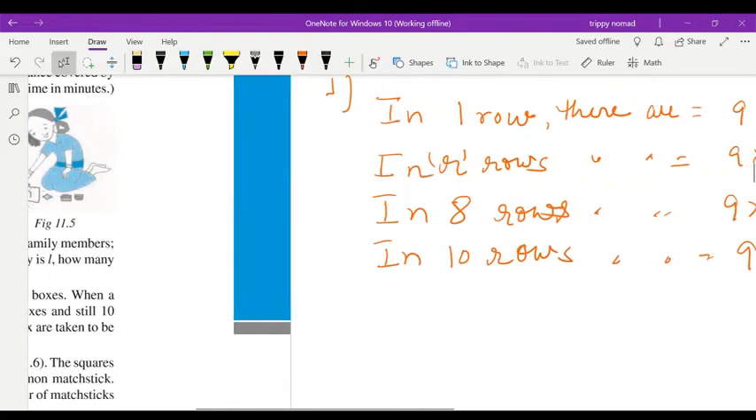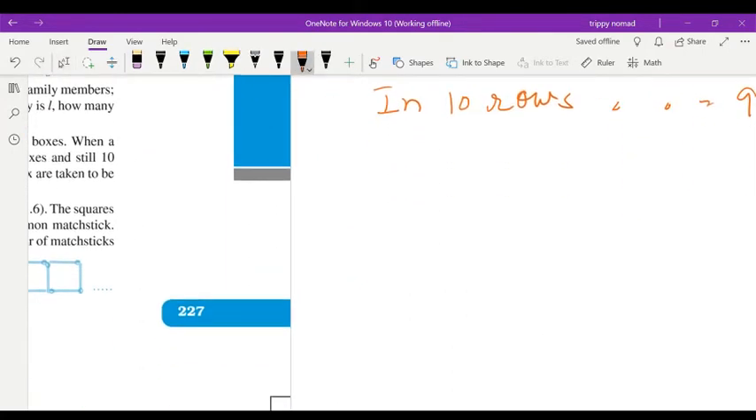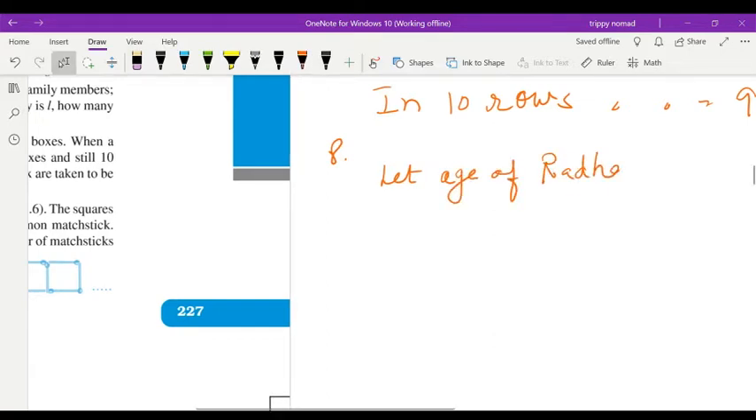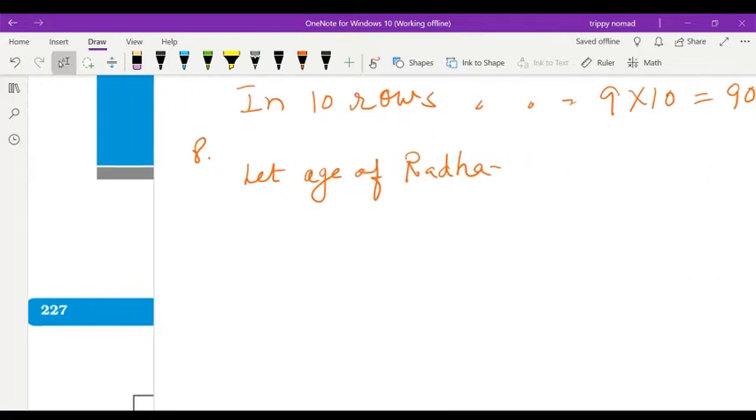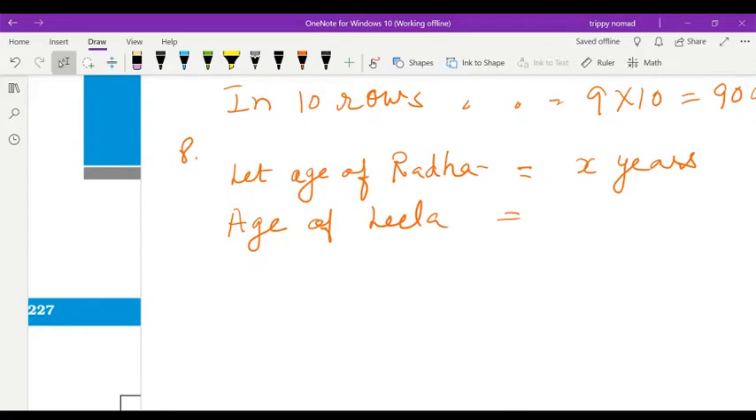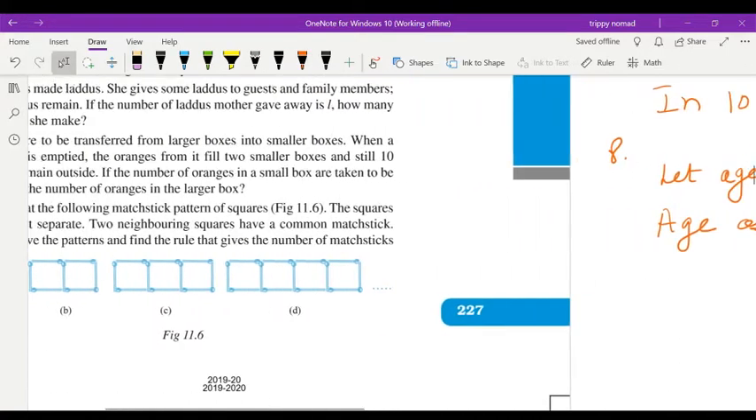So let's take, as they have given, let the age of Radha be X years. And Leela is 4 years younger. So the age of Leela: younger means less, X minus 4 years. If older, then X plus 4.